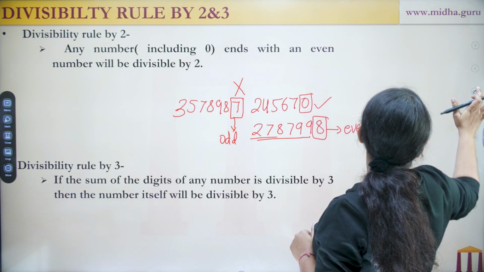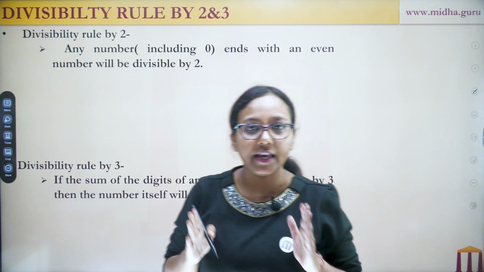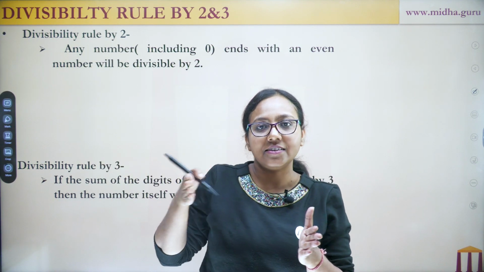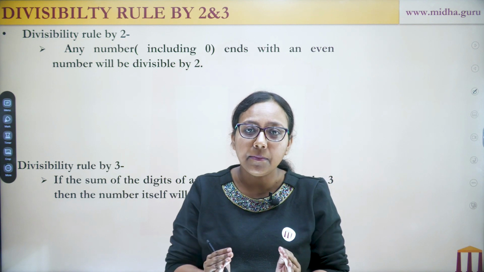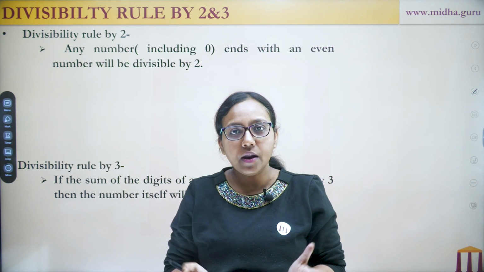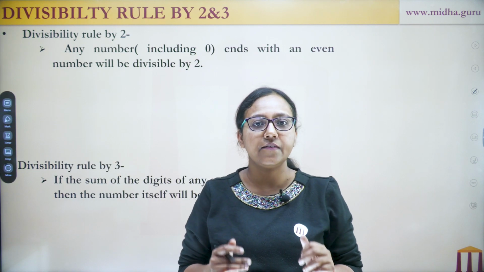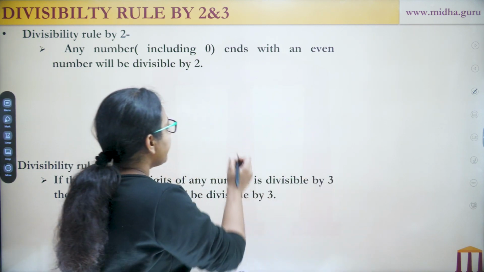In this, we have to take the number and break its digits. Just add the digits, find the sum. If the sum is a multiple of 3, then the whole number will be divisible by 3. Otherwise, it's not divisible. Let's take one example.